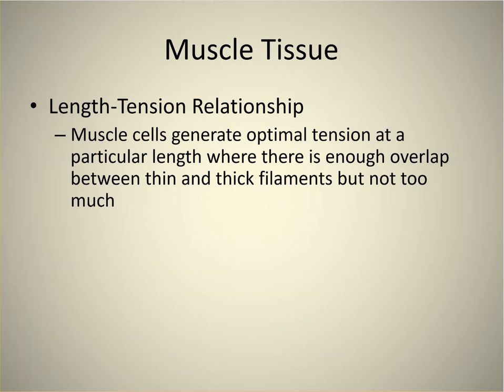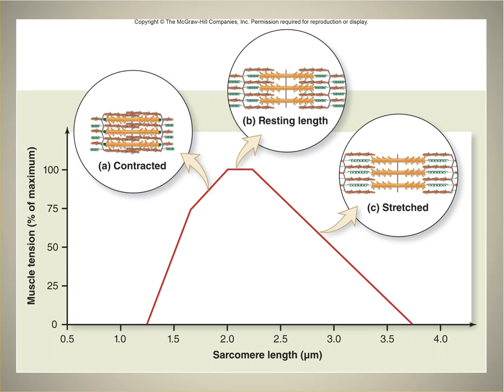Okay, muscle cells generate optimal tension at a particular length when there's enough overlap between thin and thick filaments, but not too much. And I'll show you this in graphic form on the next slide. So here's muscle tension on the y-axis, sarcomere length on the x-axis, and as you can see, there's an optimal length for maximal contraction.